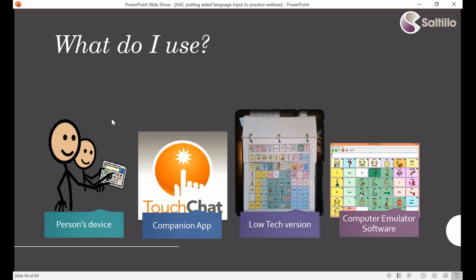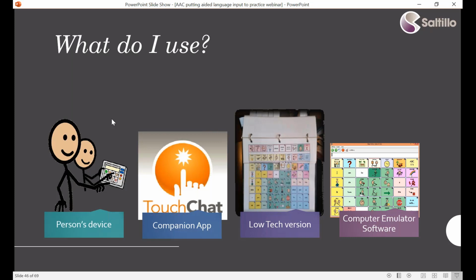Reasons why this might not be great might be if they tend to be possessive of their device, or if they're putting a lot of words together. So if you notice your person is putting 2 or 3 words together and you feel like you're interrupting them to model, modeling on their device may not be the best choice, and you may want to think about another modality.